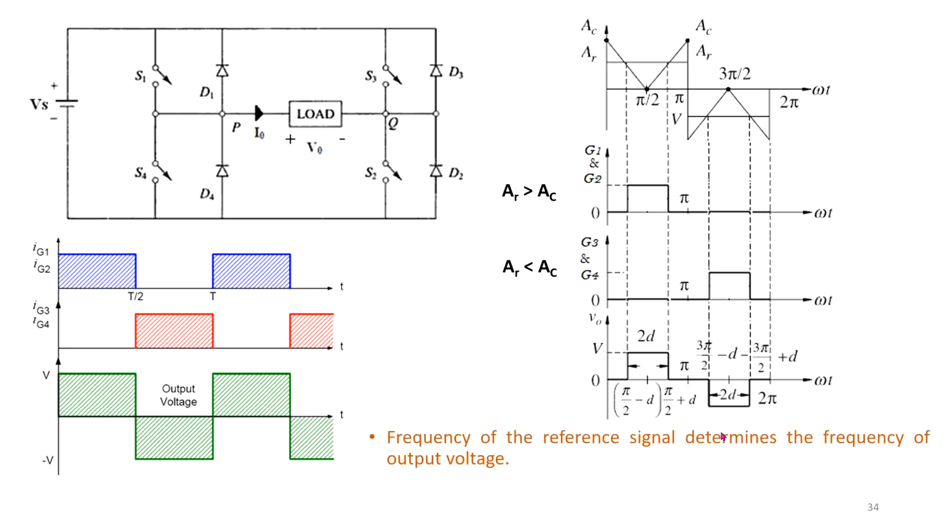So, the frequency of the reference signal determines the frequency of the output voltage. Now, if you reduce the frequency of the reference signal, this is your reference, like here, the same frequency will be introduced by this reference signal.